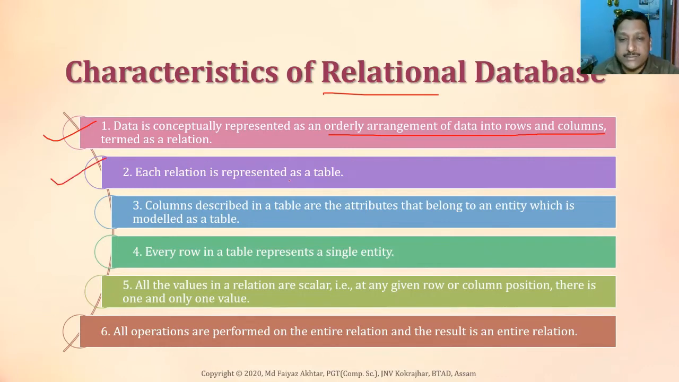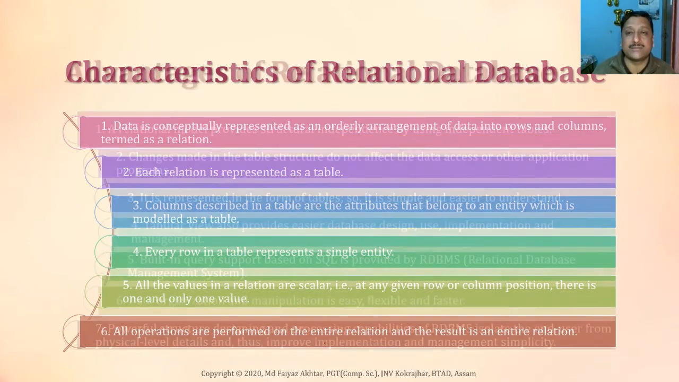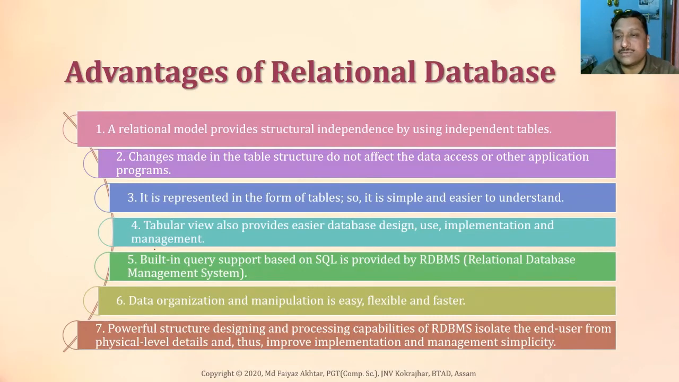Each relation is represented as a table. Columns described in a table are the attributes that belong to an entity which is modeled as a table. Every row in a table represents a single entity. All the values in a relation are scalar. That is, at any given row or column position there is one and only one value. All operations are performed on the entire relation and the result is an entire relation. These are the characteristics. Now some advantages are also there.